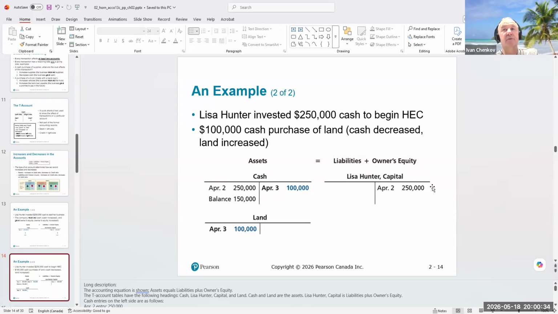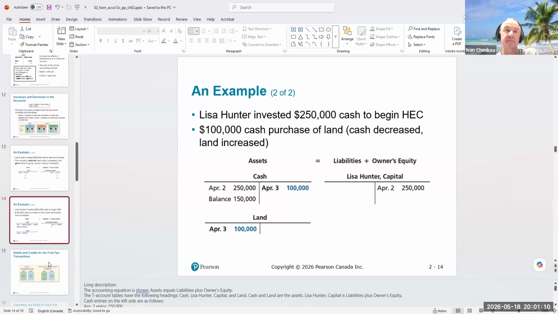On the other side of the equation, we have the owner's capital of $250,000. Now, what happened with the assets? Cash went down by $100,000. So now we have a balance of $150,000 sitting in cash and $100,000 sitting in land. Total assets are 250, total liabilities and equity 250. So first we keep debit and credit in balance, and second we keep the accounting equation in balance.